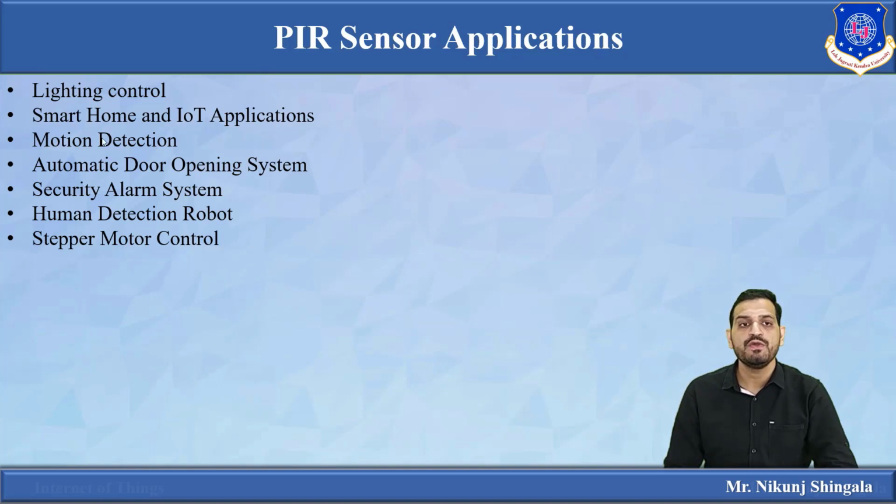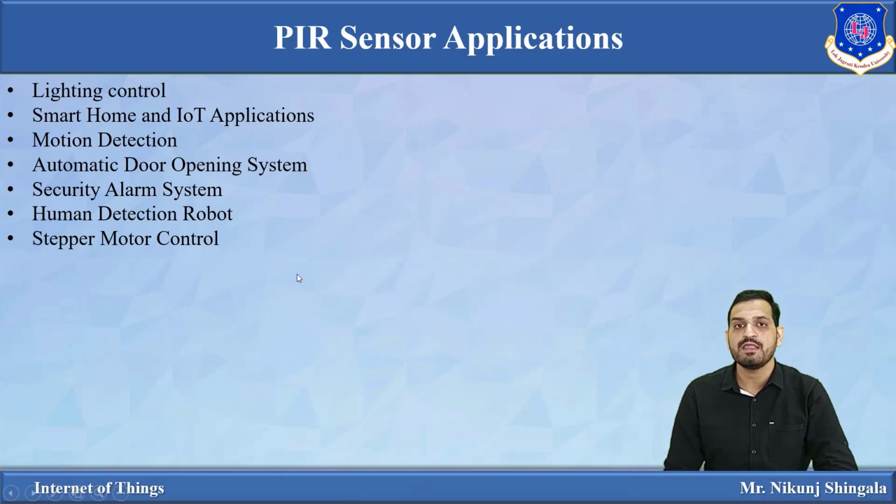Then motion detection, it is used in automatic door opening systems, which you might have seen. Like in malls, if you go near the door, the automated door will open. Then it can be used in security alarm systems, human detection, and motor control. So these are the applications of the PIR sensor.